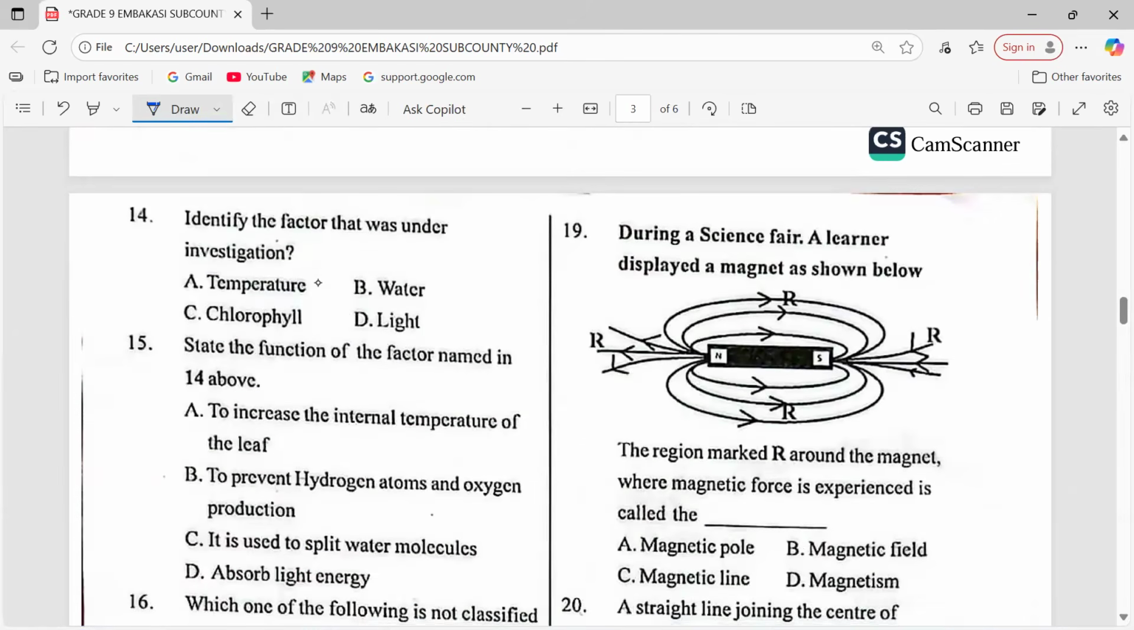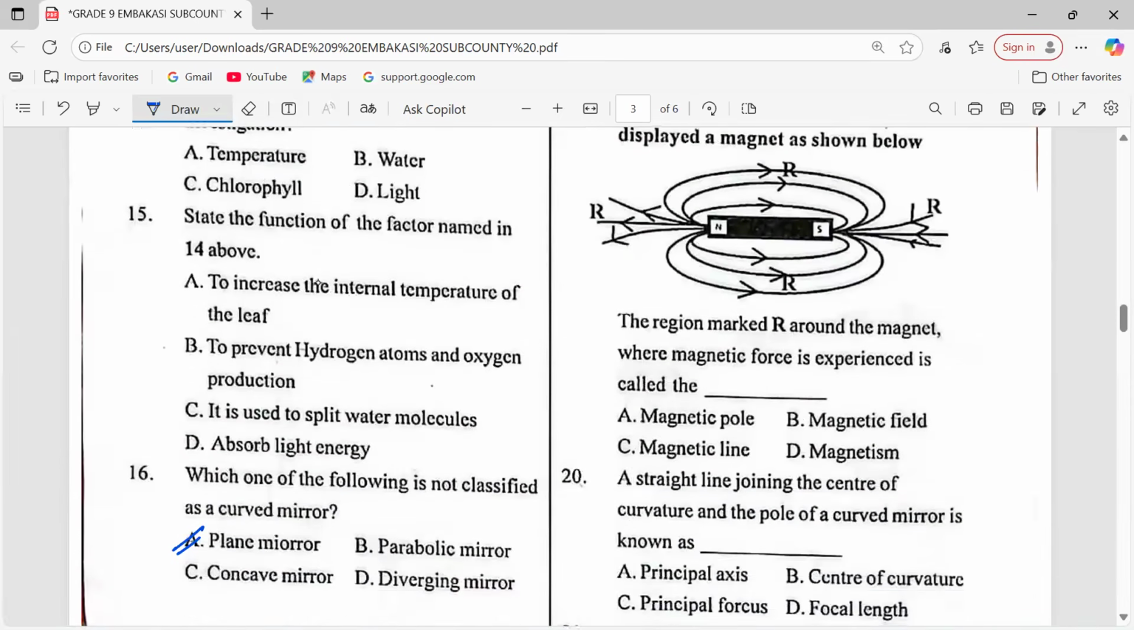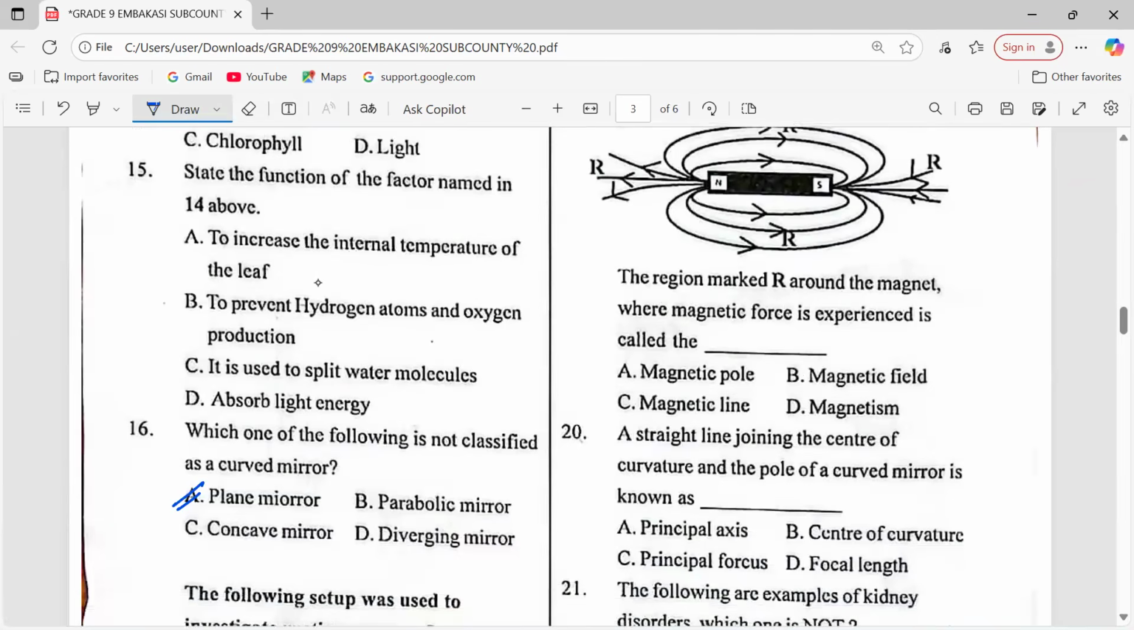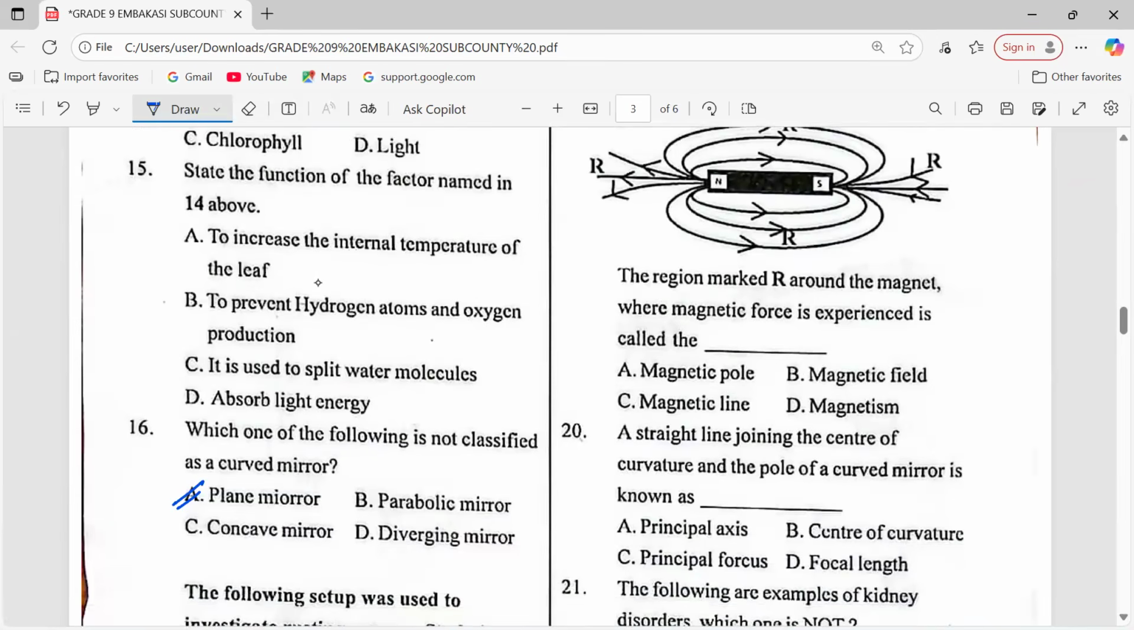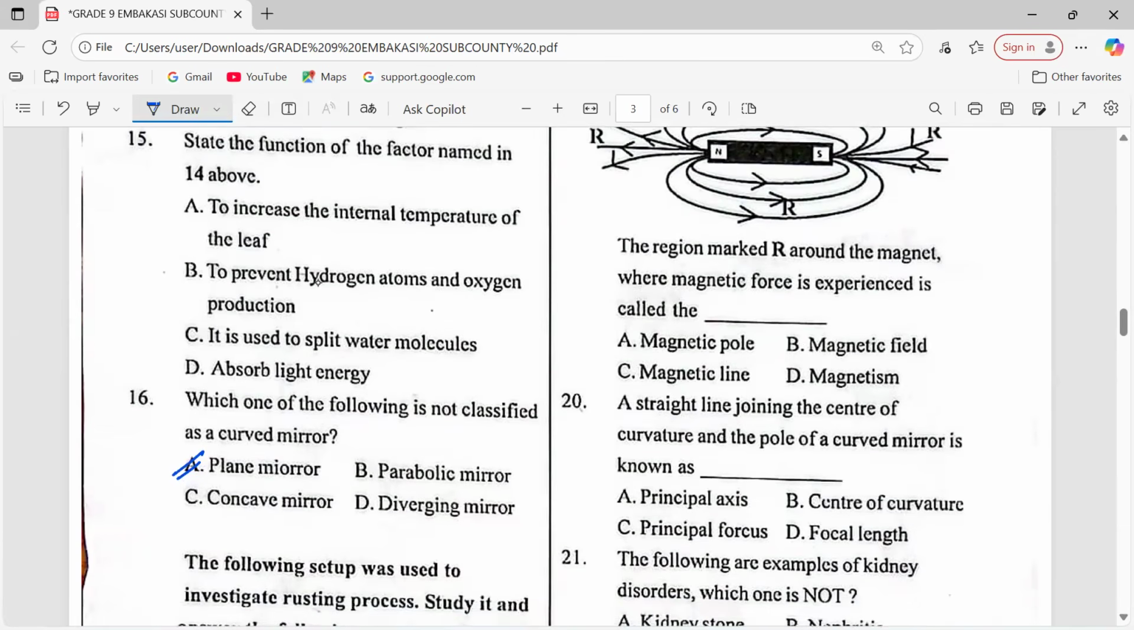Now, during a science fair, a learner displayed a magnet as shown below. You can see a magnet, North Pole, South Pole. The region marked R around the magnet where magnetic force is experienced is called the magnetic field. The region within a magnet or around a magnet where magnetic strength is experienced is called magnetic field.